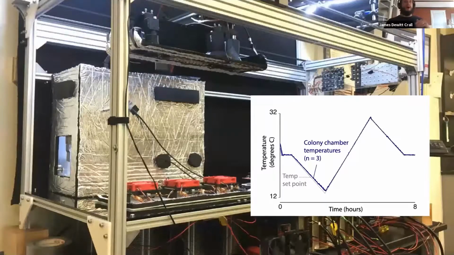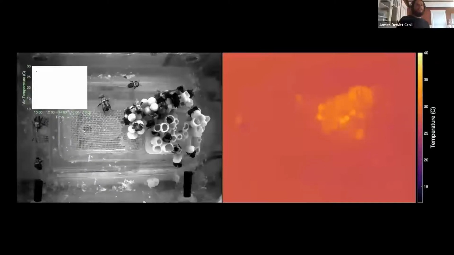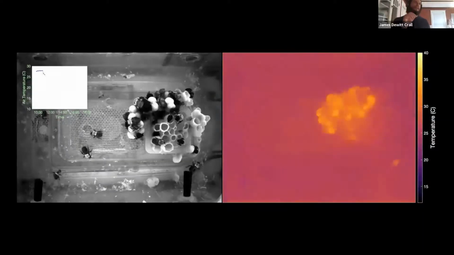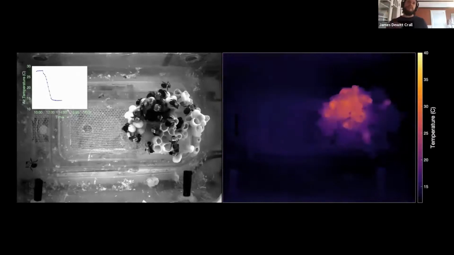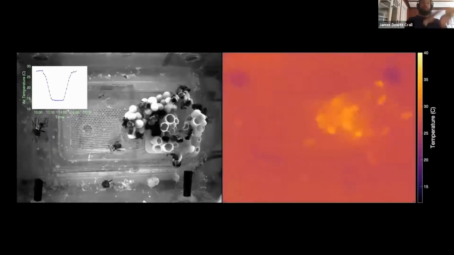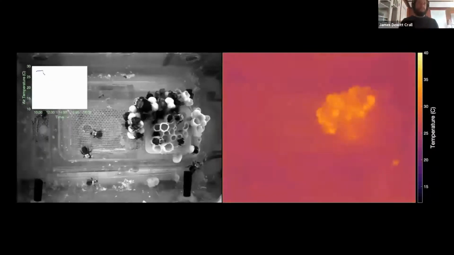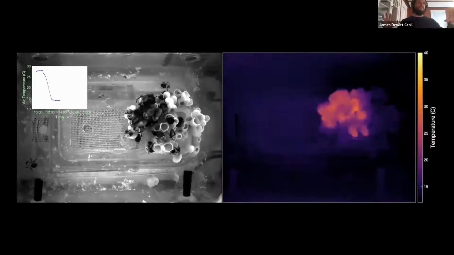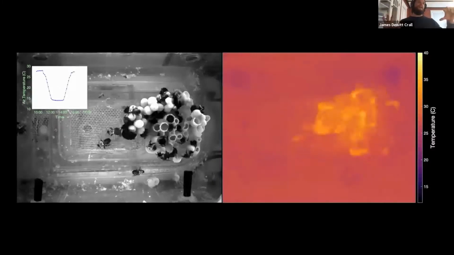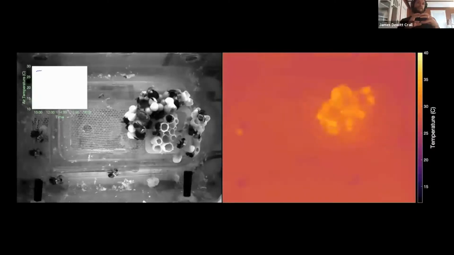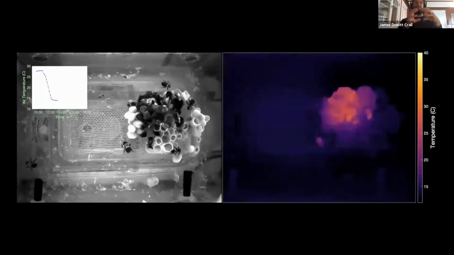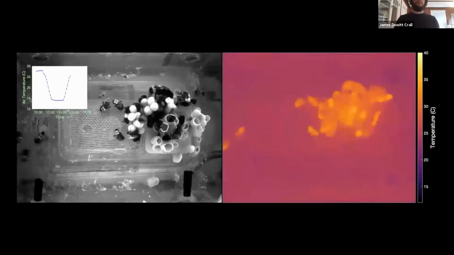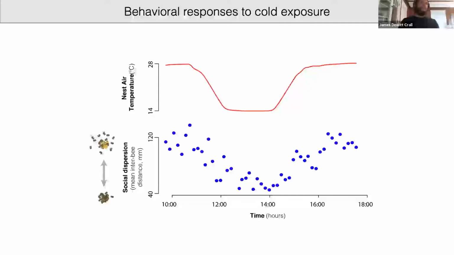And we can make a modified version of that tracking chamber where we now make it look space age, with insulation on the outside and control temperature within colonies. And this is an example of a colony experiencing one of these transient cold stresses, where for a few hours we drop temperature within colonies. You can see activity dropping a little bit, clustering toward the center of the nest, and also lots of active heat production directly on the brood.